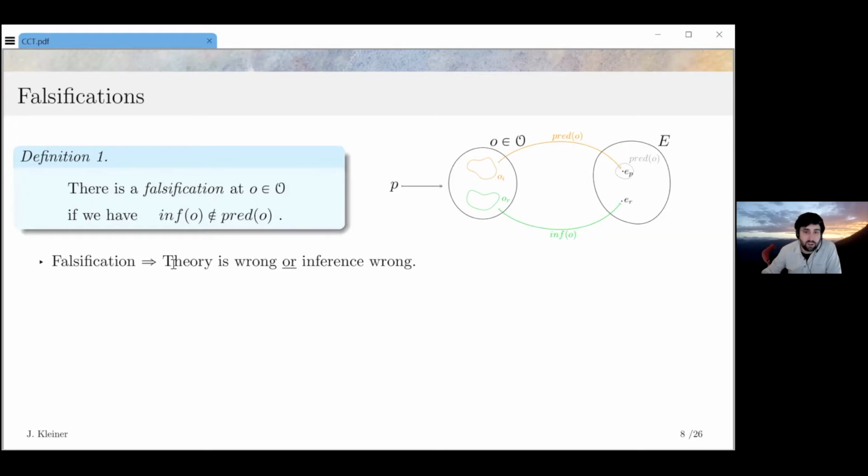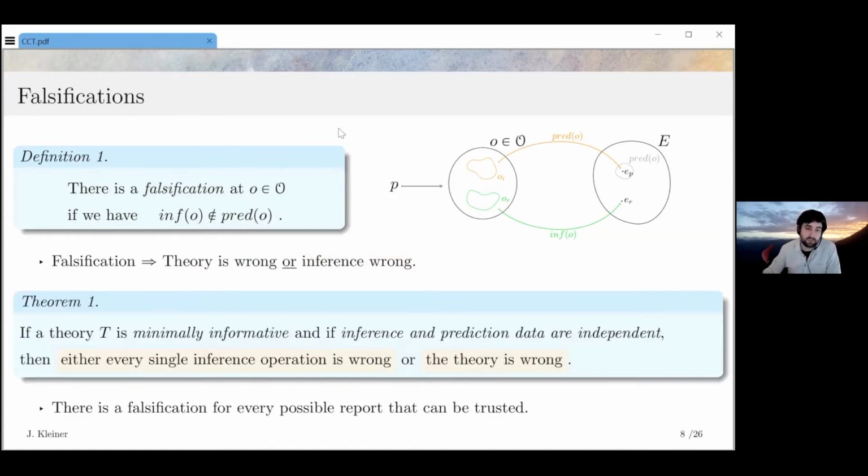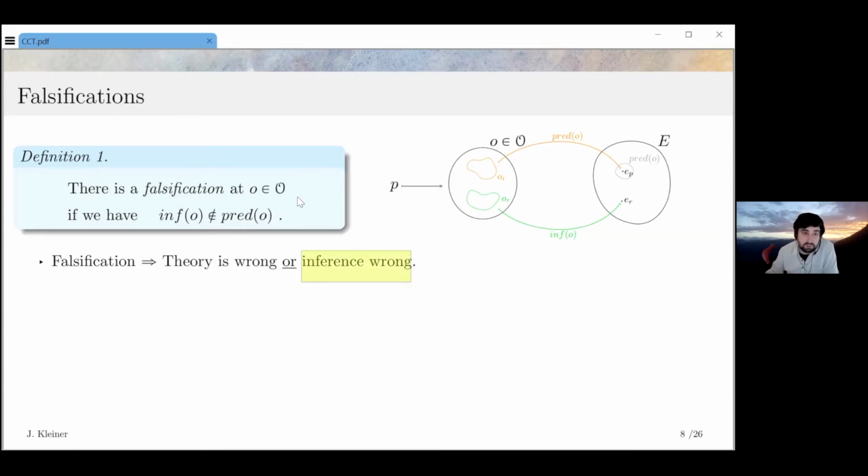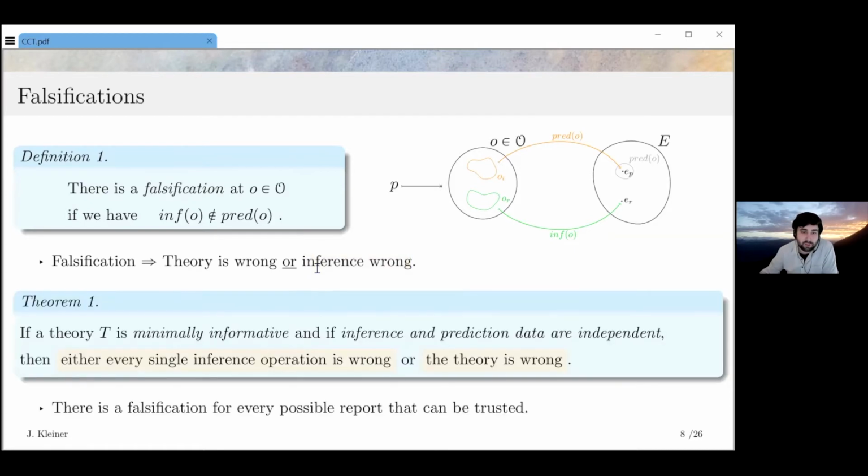First of all, it could be the case that the theory is wrong. In other words, the prediction just goes to the wrong experience, and the one the subject is having is in fact the one we inferred. But alternatively, it could also be the case that the inference is wrong, and maybe the prediction is right and we just misinterpreted the report of the subject. So a single falsification might not be so bad. Maybe we might be willing to grant that the inference was not correct.